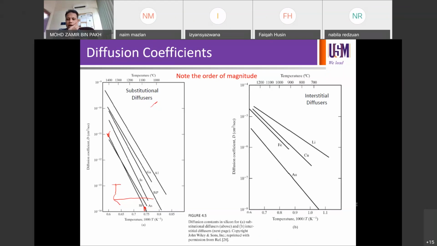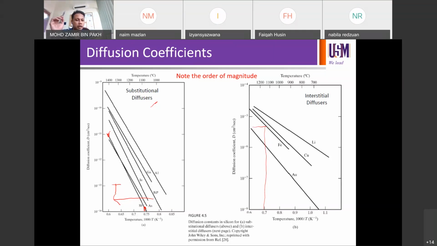Okay, Naim, get back to you. Iron is higher, right? Iron is higher. Okay, you're just checking the link. That's fine. Okay, iron is higher at 0.7. For example, if you look at 0.7 on the right, the value is about there. So that's about 10 to the minus 6, maybe 5 or 6.